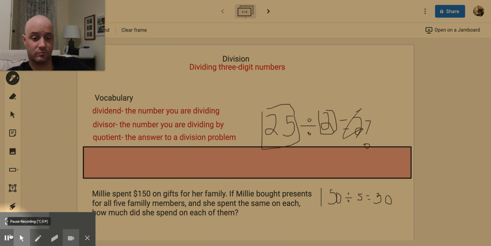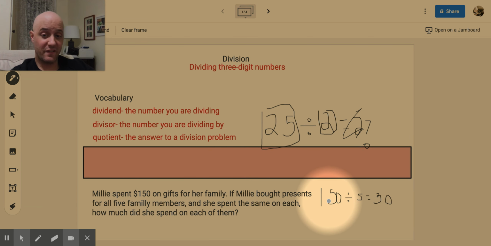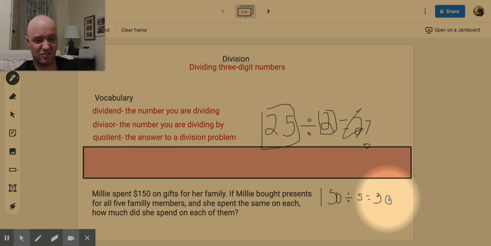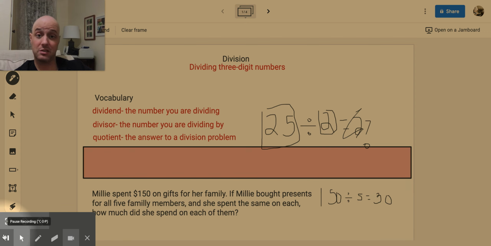Okay, go. So the dividend, the number you're dividing, is 150. Millie has 150. That's what she's dividing up. That's the dividend. What she's dividing by is the divisor. She's dividing it by 5 family members. And the quotient, the answer, means each of her family members would get $30 worth of gifts.